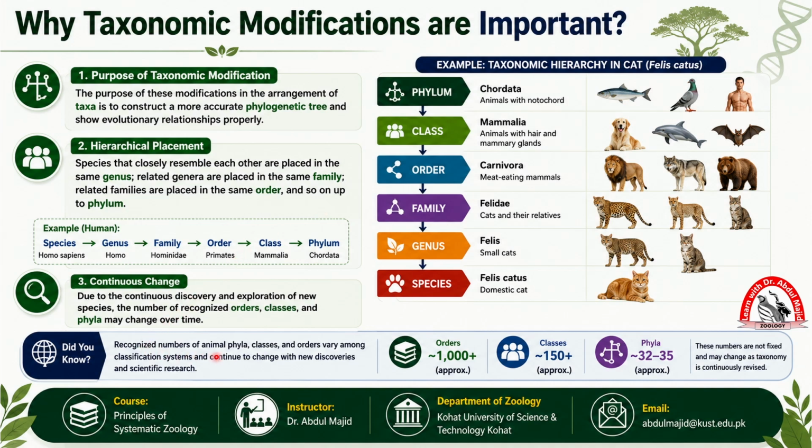Recognized number of animal phyla, classes, and orders may vary among classification systems, but there are nearly 1000 plus orders, nearly 150 plus classes, and nearly 30 to 35 phyla.